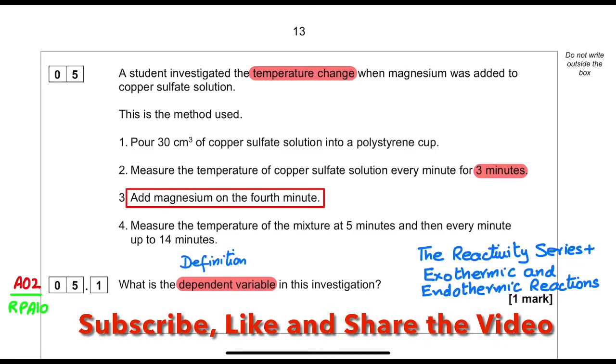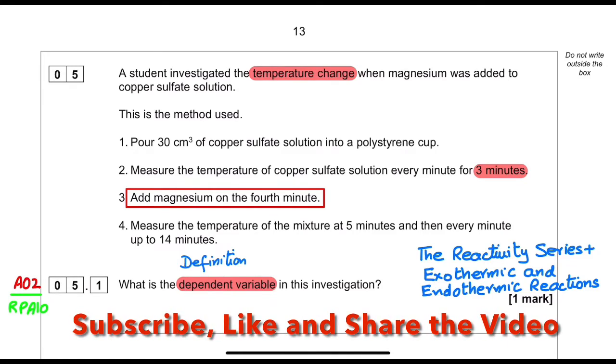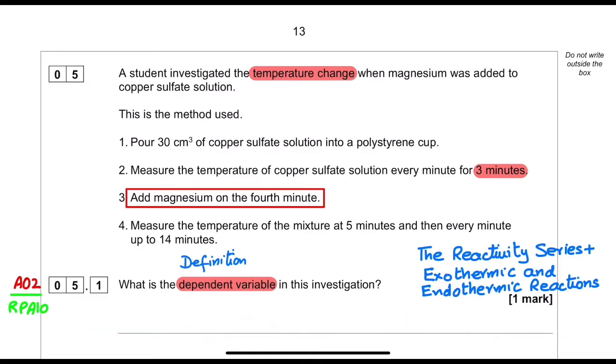Question number 5. A student investigated the temperature change when magnesium was added to copper sulfate solution. This is the method used. Step number 1. Pour 30 cm cube of copper sulfate solution in a polystyrene cup. Step number 2. Measure the temperature of copper sulfate solution every minute for 3 minutes.